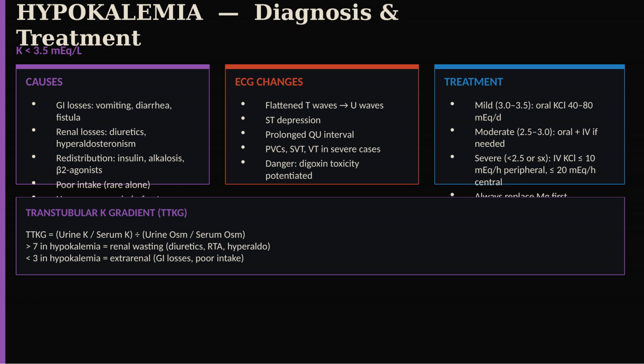Finally, a tool worth knowing, the transtubular potassium gradient. Take urine over serum potassium divided by urine over serum osmolality. In hypokalemia, a value above 7 means the kidney is wasting potassium. Diuretics, RTA, hyperaldosteronism. Below 3 means the loss is extrarenal, GI, or intake. It's a quick way to figure out which direction your potassium is leaking.